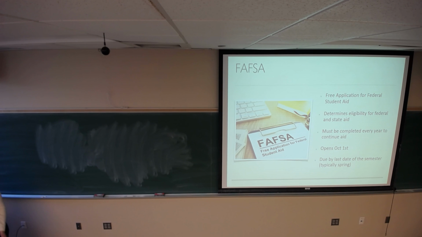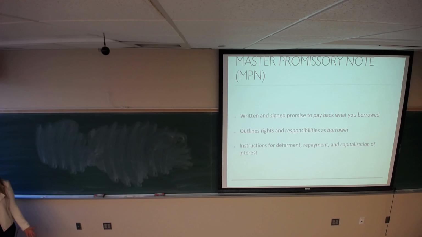In order to accept your aid and for it to be dispersed, you have to sign a master promissory note, or an MPN. Essentially, an MPN is a written and signed promise by you to your lender that you're going to pay back your loans. It's going to outline your rights and your responsibilities as a borrower. It's going to provide you different instructions for deferment, repayment, and capitalization of interest. If you don't know what that is, I'm going to go over it in a little bit. But that's your master promissory note. It's essentially your contract between you and your lender saying that you're going to pay it back, and that they can come after you if you don't.